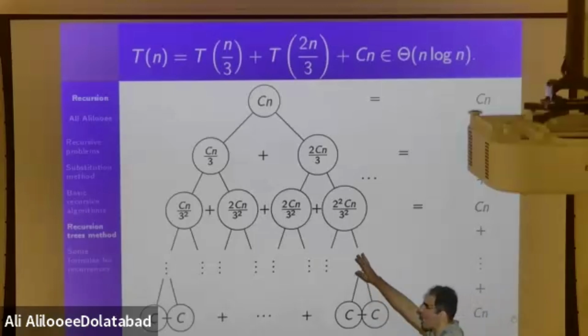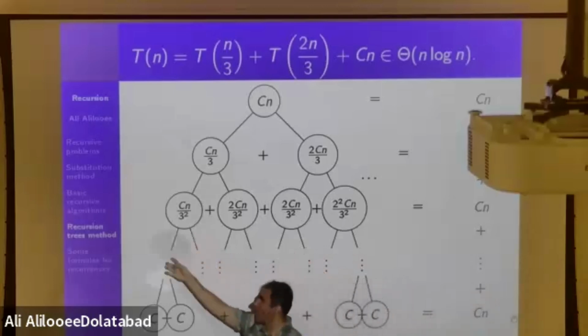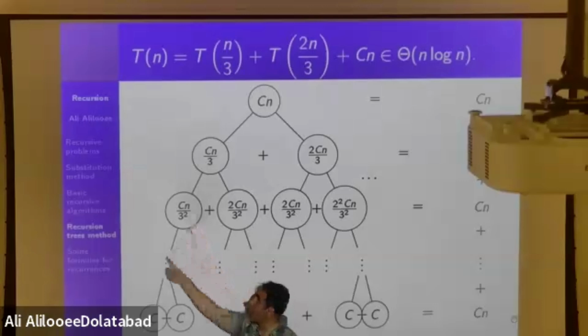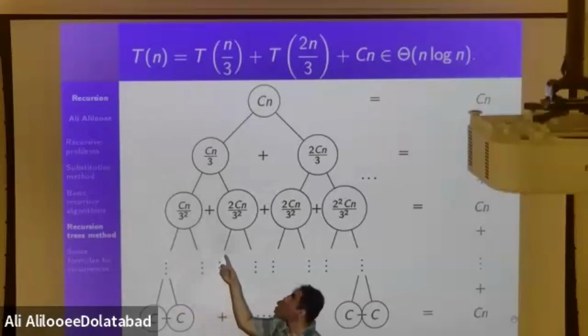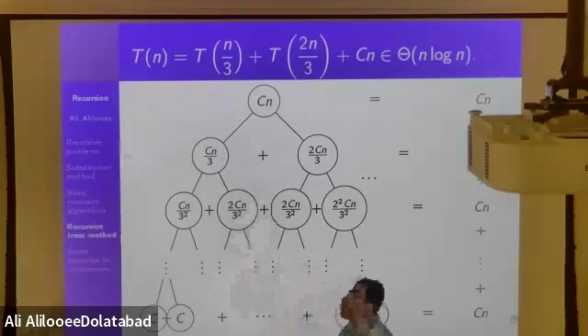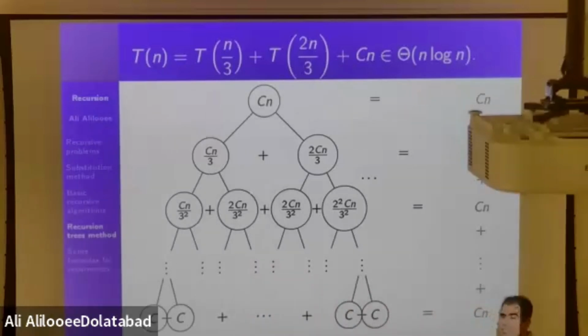The same story we can continue. For example, here I didn't write it, but if we replace n with n/3 here, we will get cn/3 cubed, 2cn/3 cubed, 2 squared cn/3 cubed, and so on.